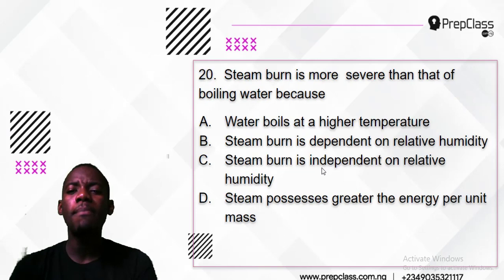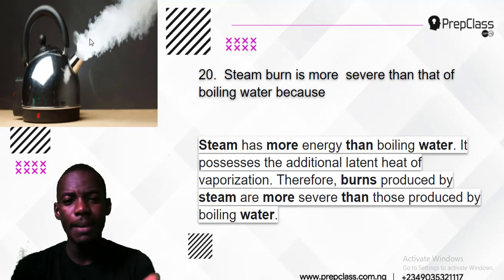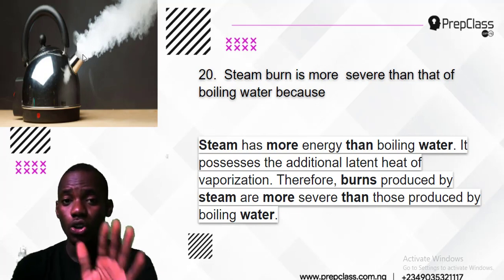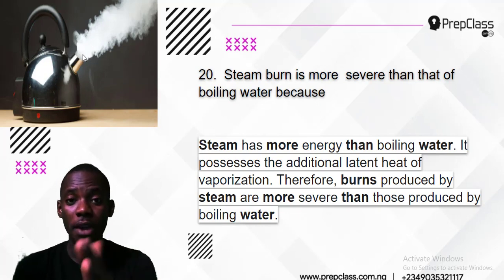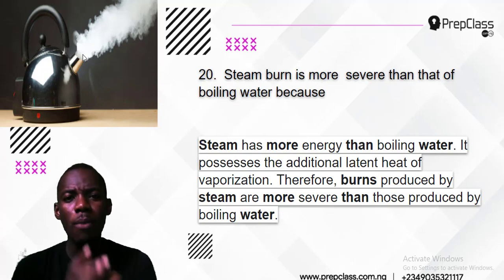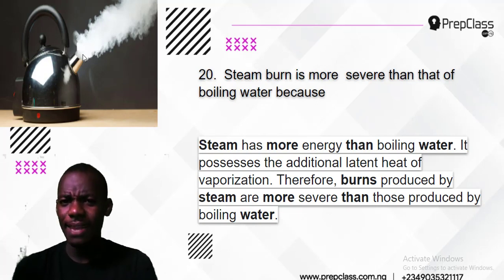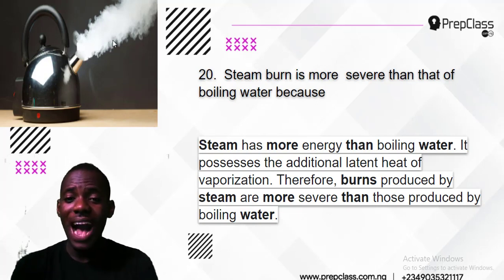Number 20 says steam burn is more severe than that of boiling water. Why? If something is boiling and you put your hand over the steam, if you cover this mouth with your hand, with your skin, it will definitely burn your skin. But that burn will be more severe. Why will it be more severe than putting your hand inside the boiling water? Do you have any idea? The answer is super simple.